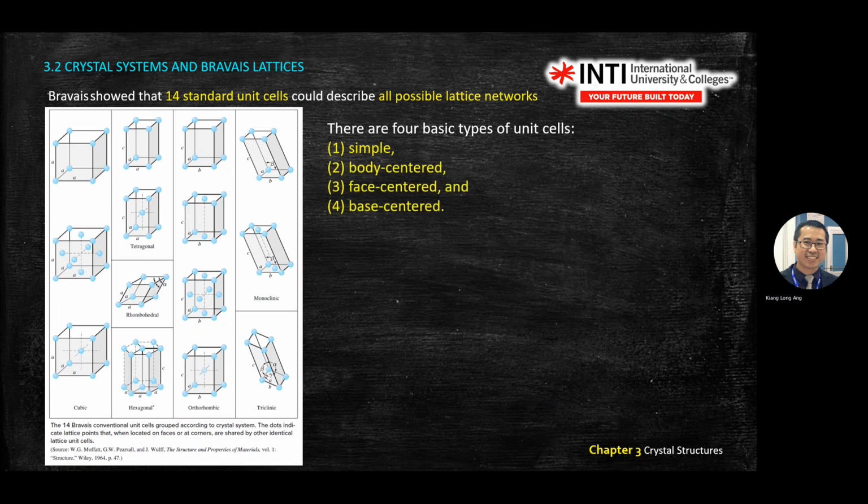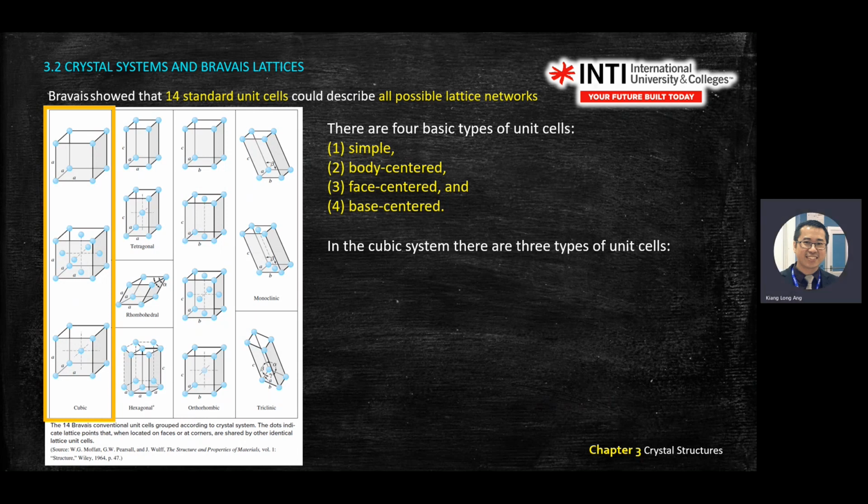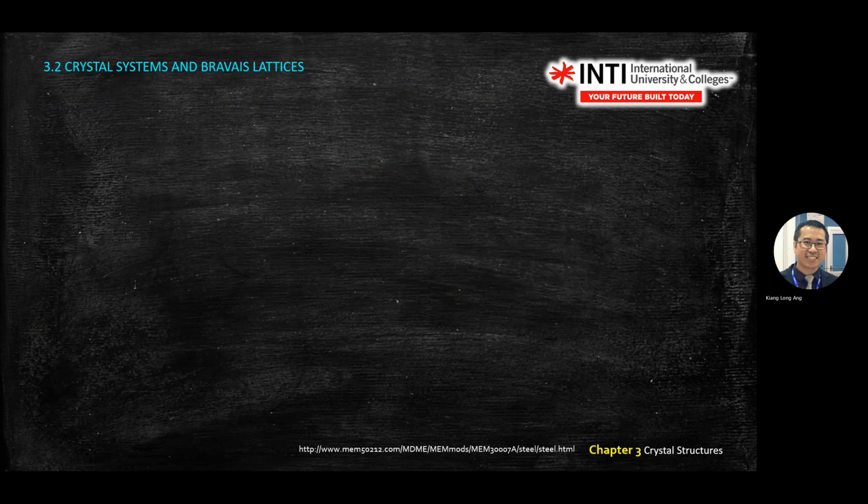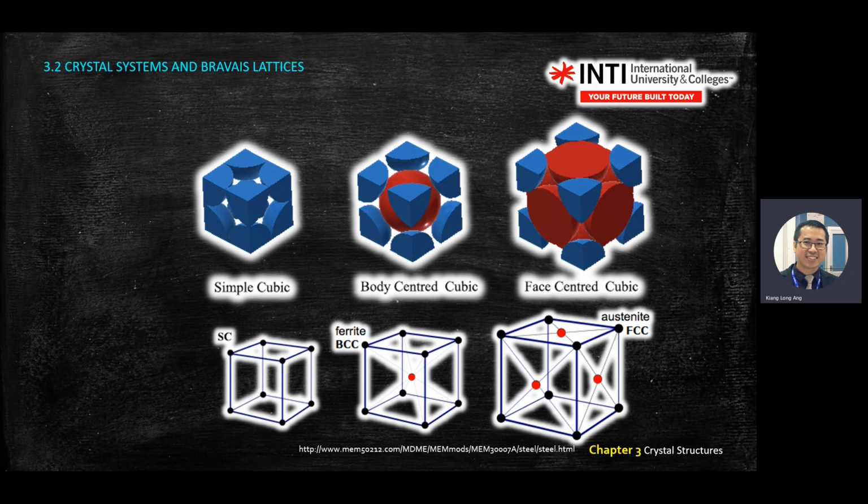So we will learn about these 4 basic types of unit cell. Simple, we already told you what it is, the one that I drew on the whiteboard here. We will start to learn what is BCC, FCC, and this base-centered. This slide is important, and also is the main thing of this chapter 3.